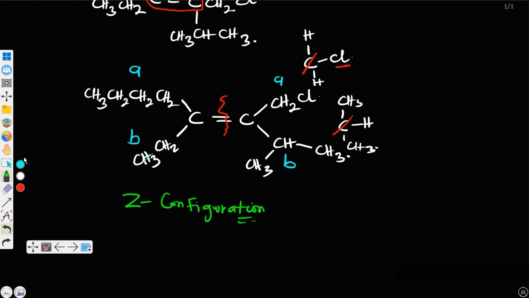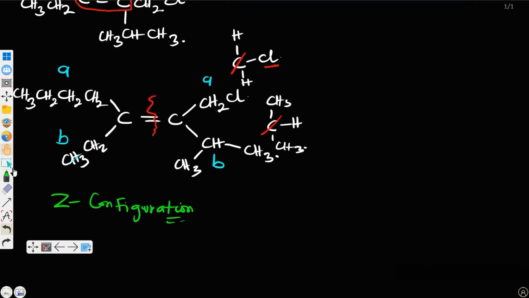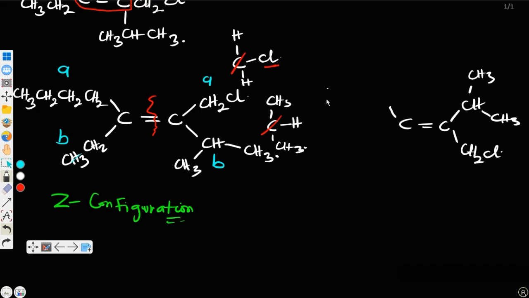Now we can actually get the E configuration just by what? By inverting it. By inverting any one of them here. So we have something like C double bond C, and then we can decide to invert this one. Then you have CH3, CH3, then we have CH2, Cl, then you have CH3, CH2, CH2, CH2, and here is CH3, CH2.